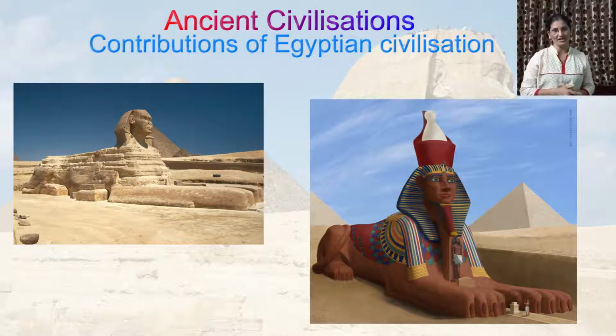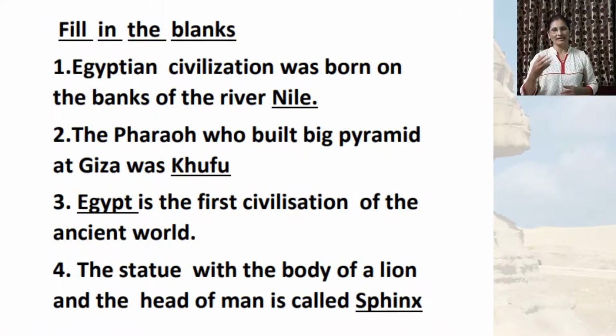I hope you understood clearly about one of the oldest civilizations, that is the Egyptian civilization. Now let us revise the features of Egyptian civilization. Roman number 1, fill in the blanks with suitable words. Egyptian civilization was born on the banks of the river Nile. The pharaoh who built a big pyramid at Giza was Khufu.